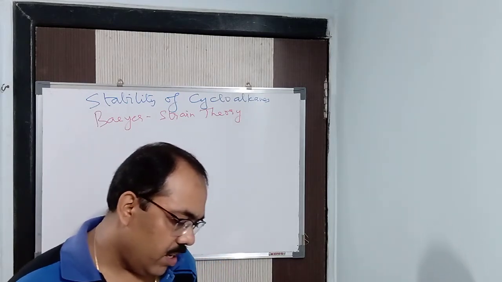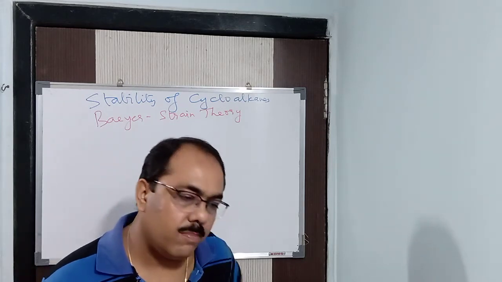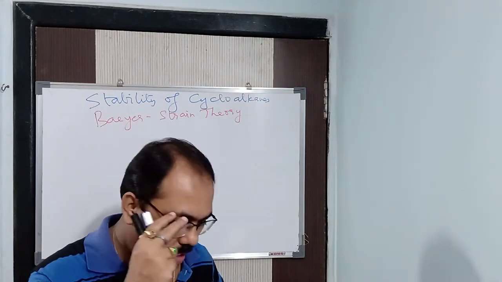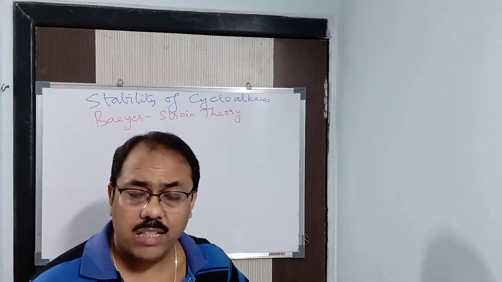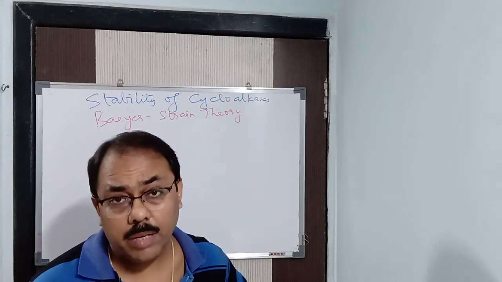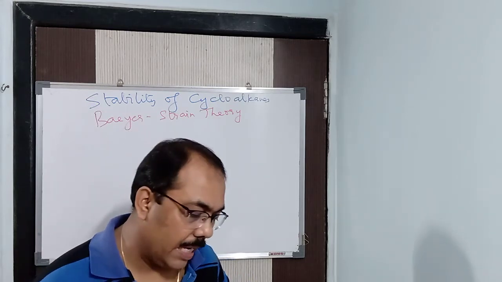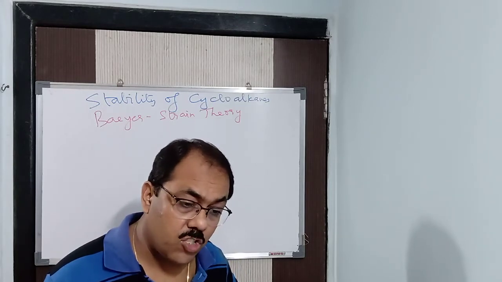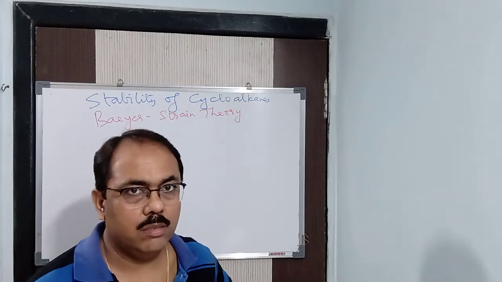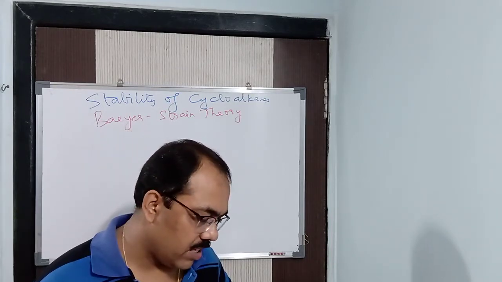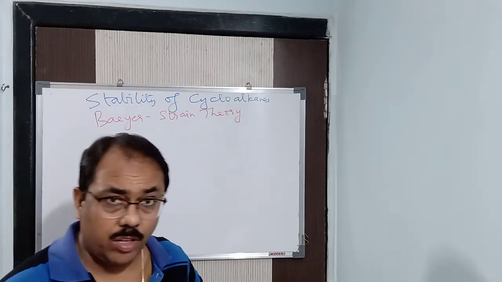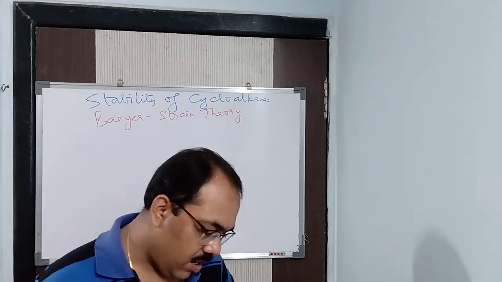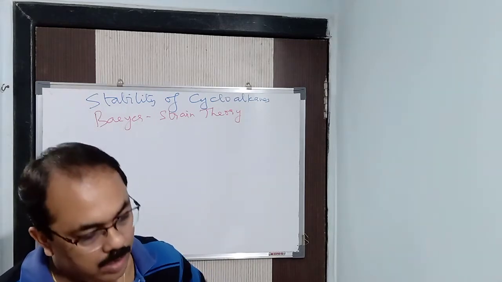Why did he say this? He suggested that the instability of the small ring compounds was due to the angle strain. Alright, why are these unstable? Because of the angle strain. As the angle strain is much greater, these compounds are less stable in nature. Now what is angle strain? I am going to come to it. This was the theory put forward by Baeyer, that because the angle strain is more, they are less stable in nature.